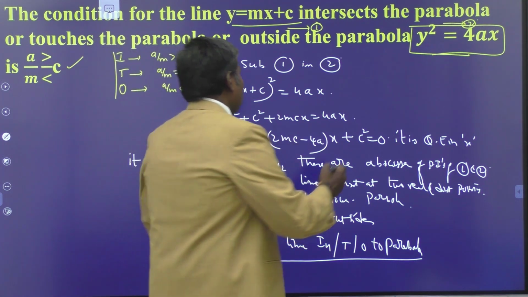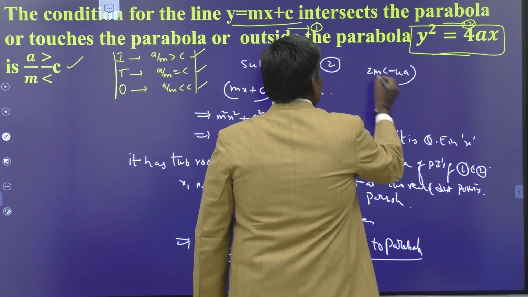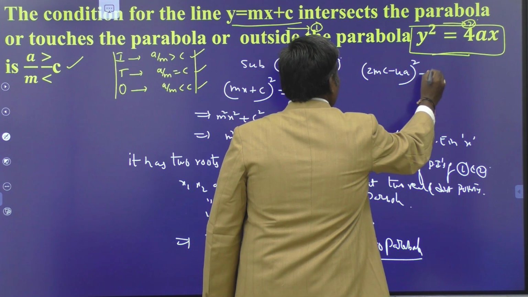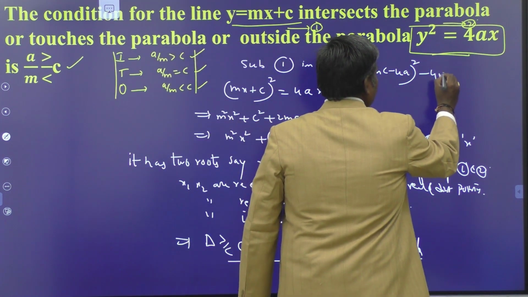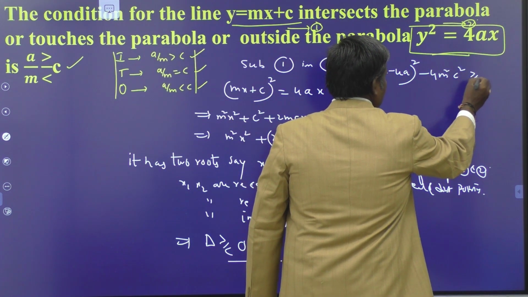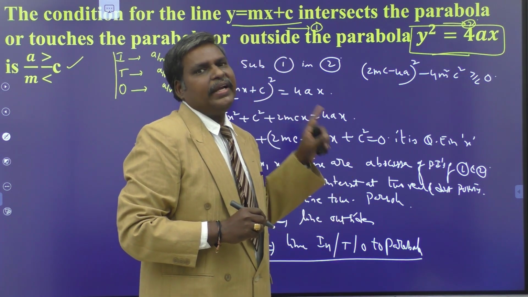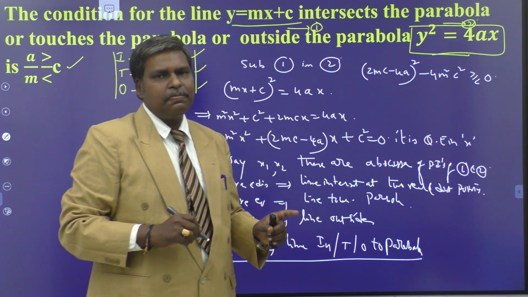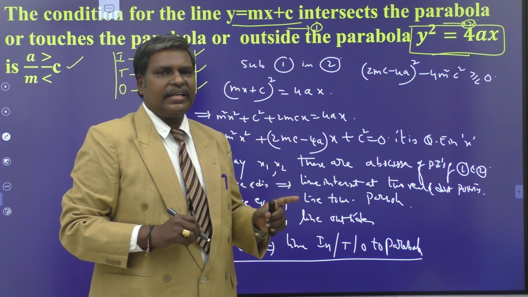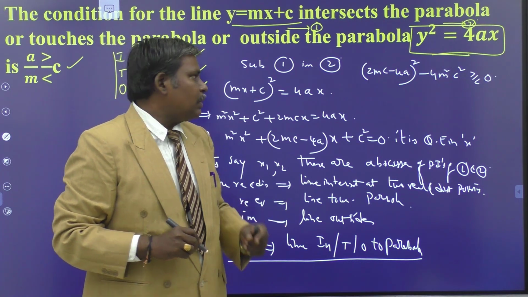b square means what now? 2mc minus 4a, that is the coefficient of x. b square minus 4 times m square into c square, greater than, equal to, or less than 0. If it is greater than 0, the line intersects the parabola at two real and distinct points. If it equals 0, we obtain the condition that the line touches the parabola. If less than 0, the line is completely outside the parabola.